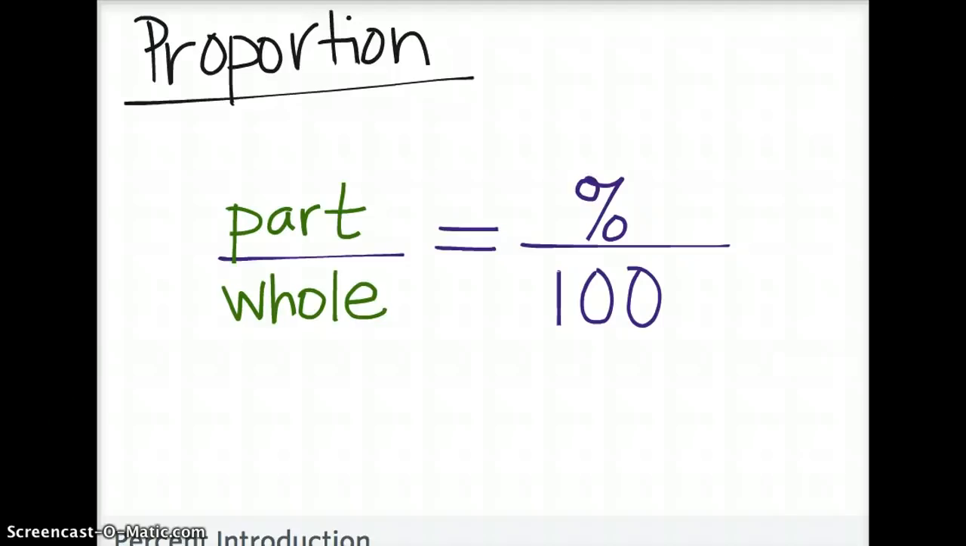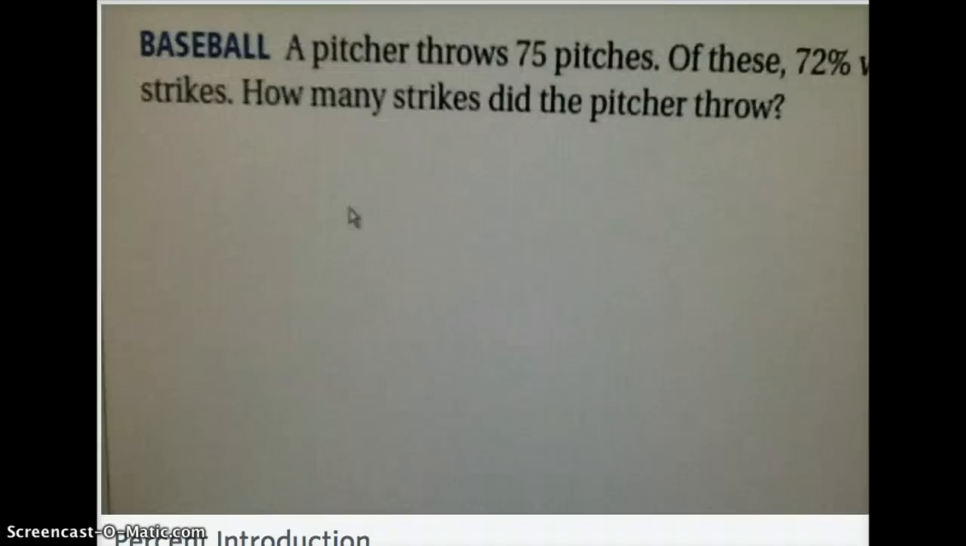I'm going to show you one, so make sure you have this copied down. I'll show you what one looks like. Here's our problem. It says a pitcher throws 75 pitches. Of these, 72% were strikes. So 72% of the pitches were strikes of the 75, right? 72% of all those pitches were strikes.